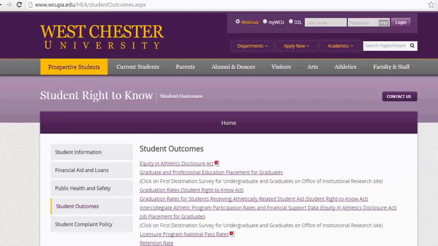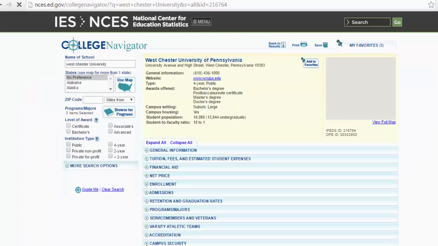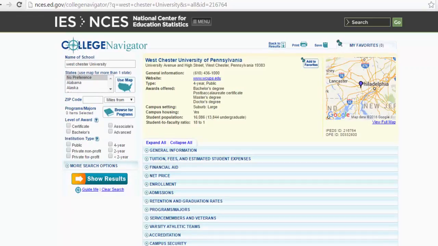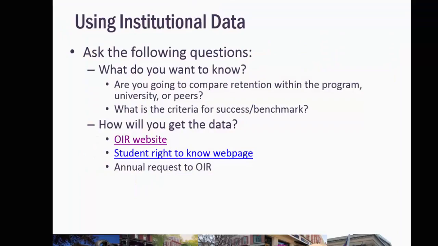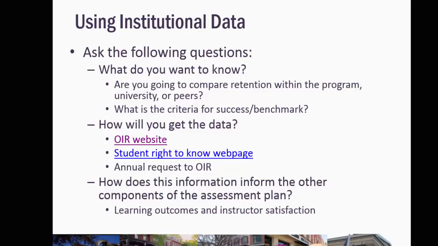So if we look at student outcomes, if we click on the College Navigator, the College Navigator is from the National Center for Education Statistics, and this is where IPEDS data is pulled in. IPEDS is the Integrated Postsecondary Education Data System, and we're going to be talking about how you can use IPEDS data to peer benchmark with Carnegie institutions that are similar to you. So those are ways you can get the data, but again, it's important to understand what you want to know. Finally, how does this information inform the other components of your plan?